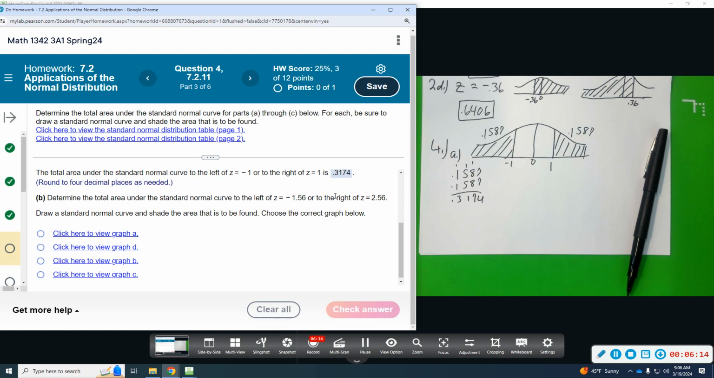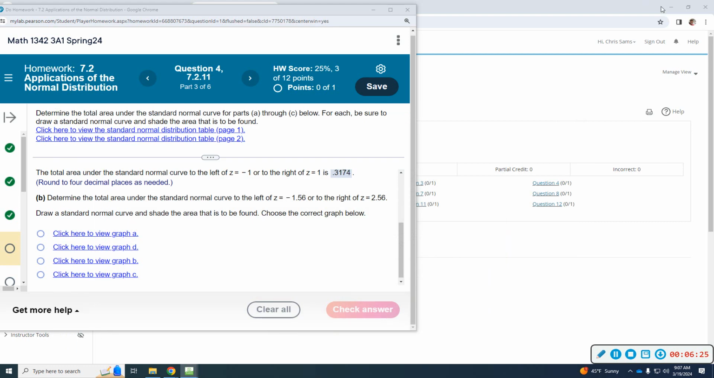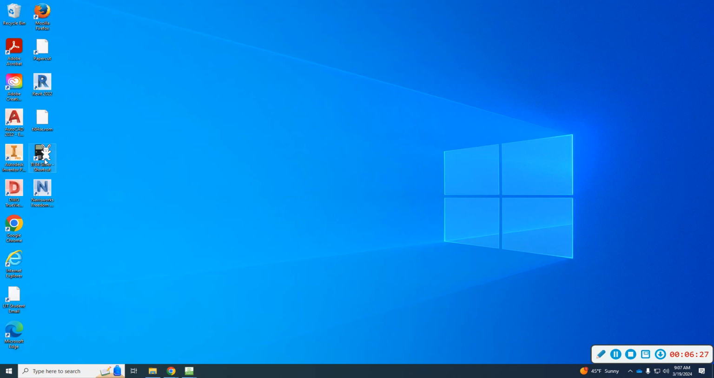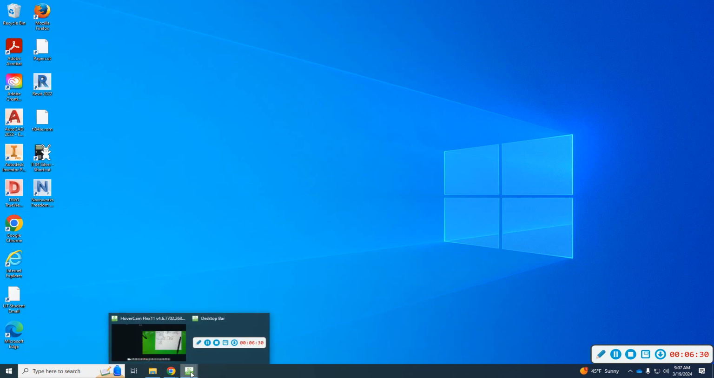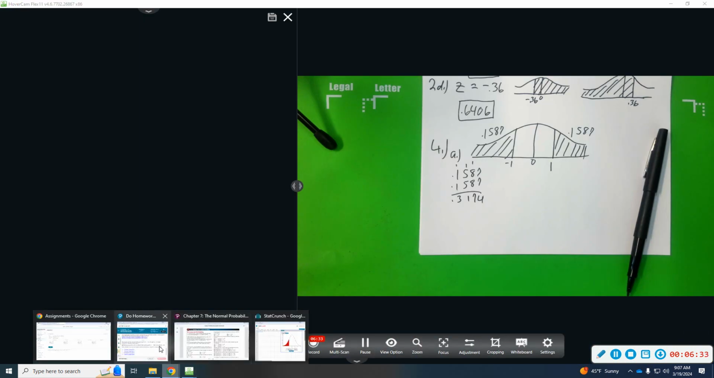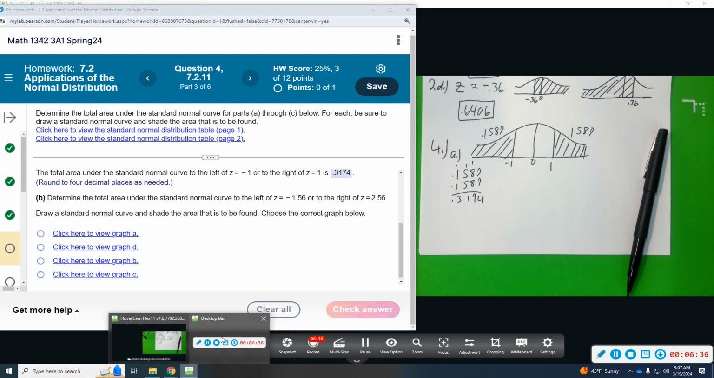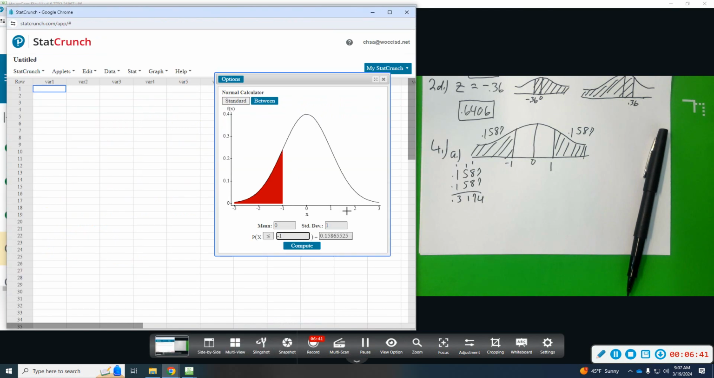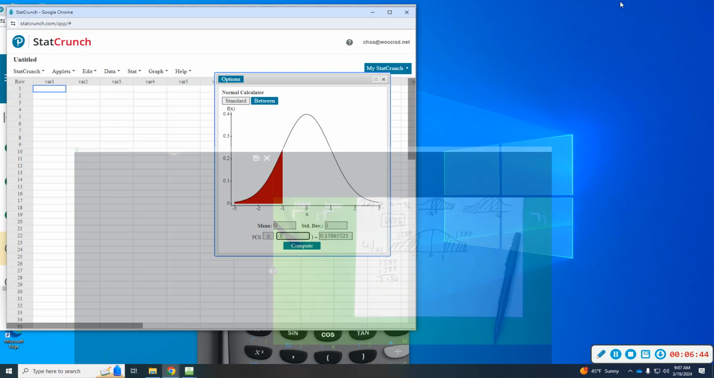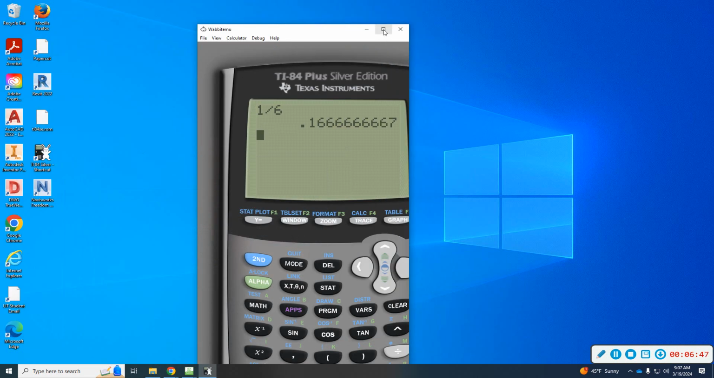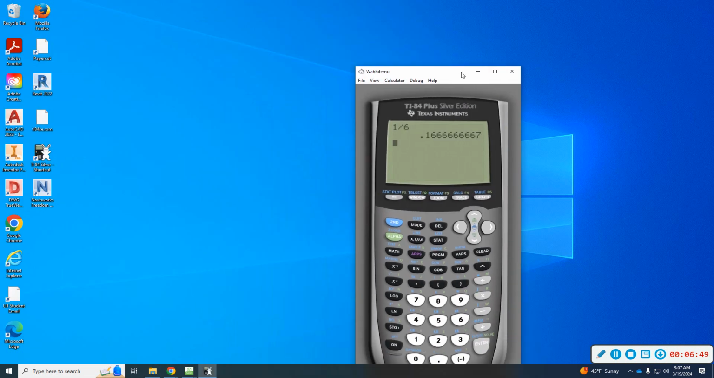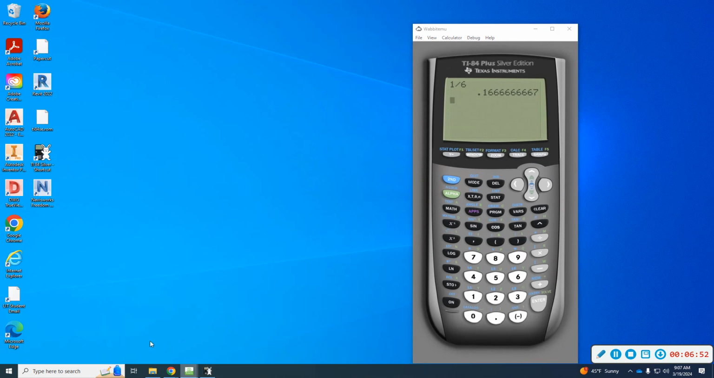All right, B wants us to find the area between -1.56 and right of 2.56. So I'm going to pull up the calculator and let it do all the heavy lifting for me. So did it pull up yet? Let me see. There we go. You can see the image at the bottom. Okay, now we got it.